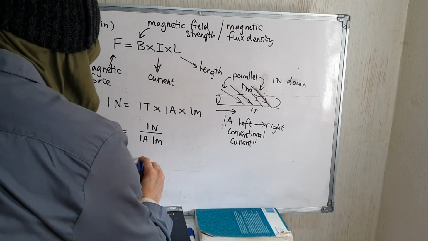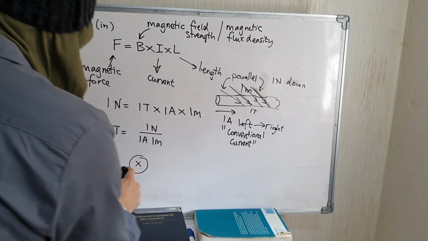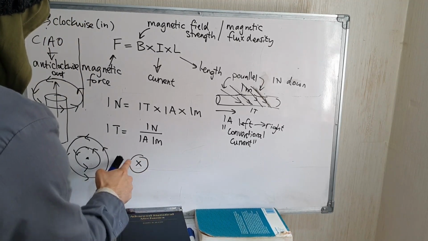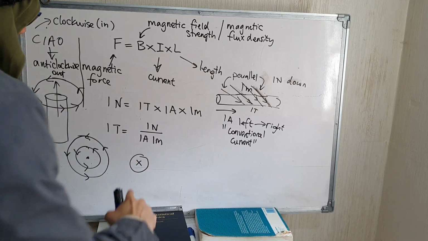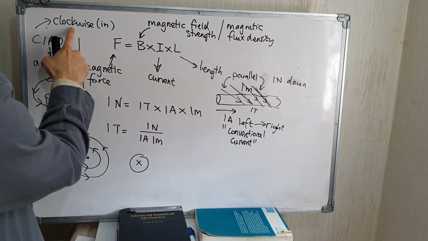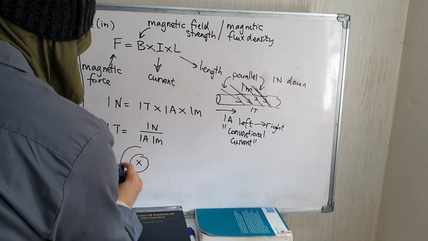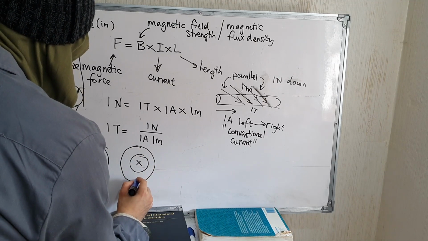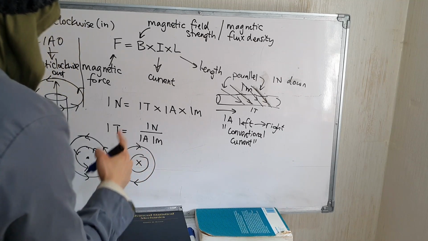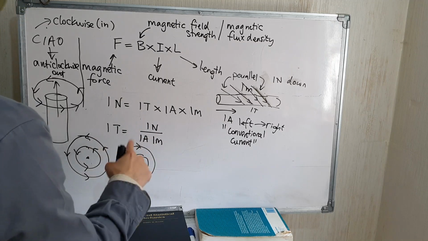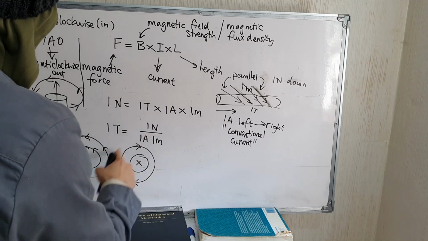Now if it's going in, that means in. So if the current is going in this direction, it is going clockwise. So the field line would go clockwise, like on a clock. On a clock, it's going 1, 2, 3, and so on. So it's going clockwise.